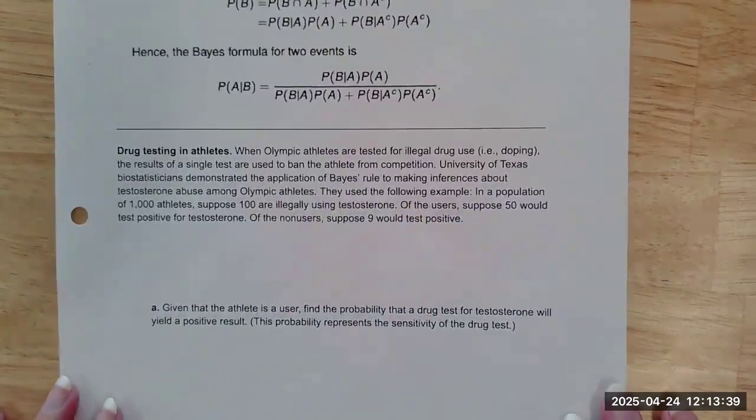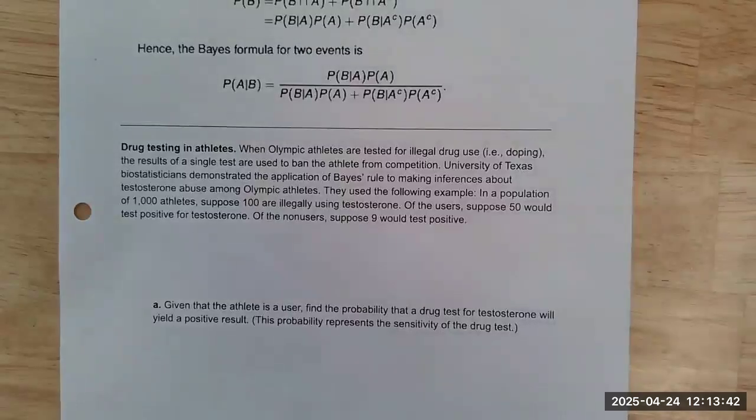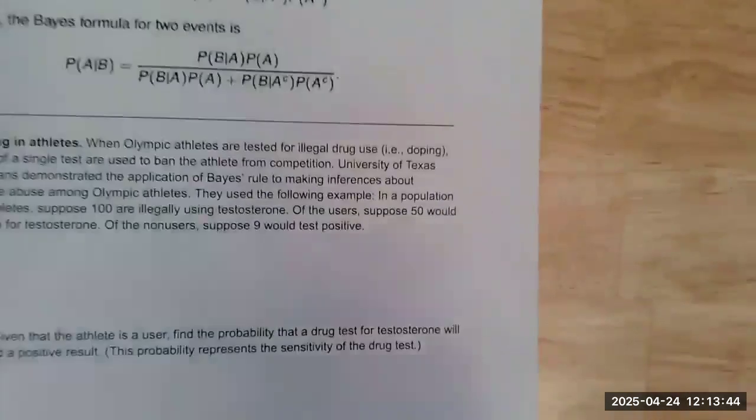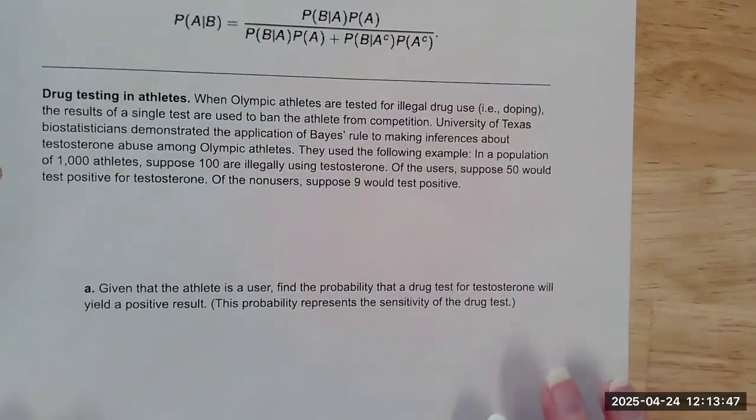Drug testing. Woohoo! Such a cheerful topic, right? All right, I'll zoom in a little bit. Drug testing in athletes. When Olympic athletes are tested for illegal drug use, which they call doping, the results of a single test are used to ban the athlete from competition. The University of Texas biostatisticians demonstrated an application of Bayes' rule to making inferences about testosterone abuse among Olympic athletes. Okay, lots of words there. There was nothing in there that was useful to us yet. The next line is where we start getting useful stuff.